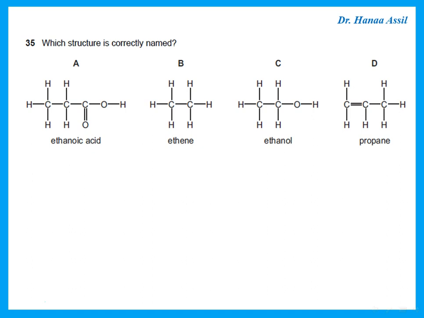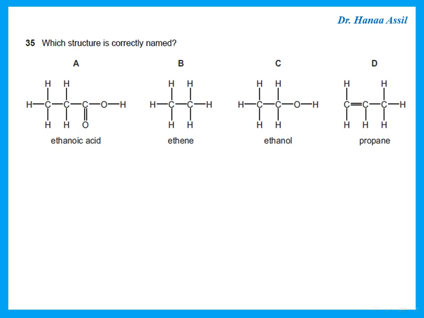Which structure is correctly named? Okay, let's take a look at A. Is A ethanoic? No, you should realize that A has 3 carbons. So this should be propanoic acid. B, is B ethene? No, you should realize that ene means it has a double bond. This is not ene, this is ane. This is ethane.